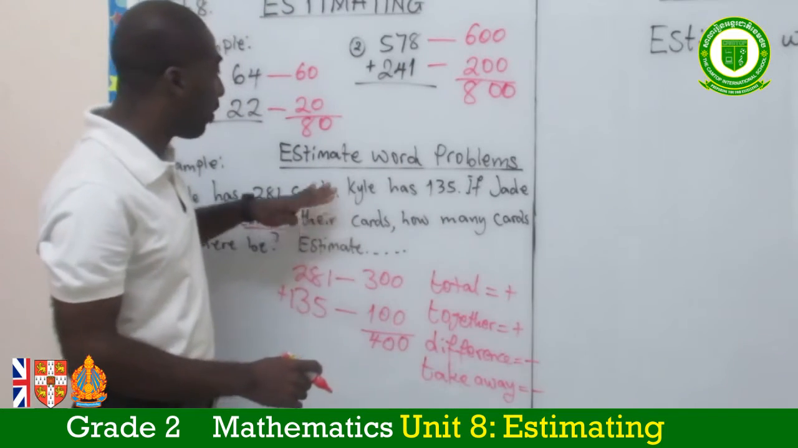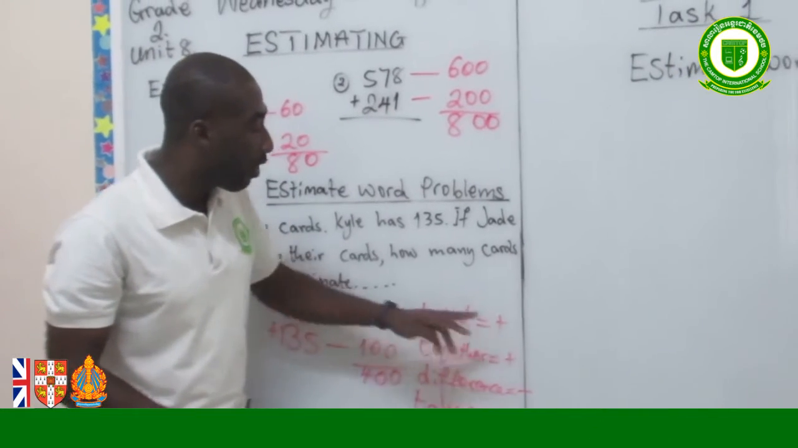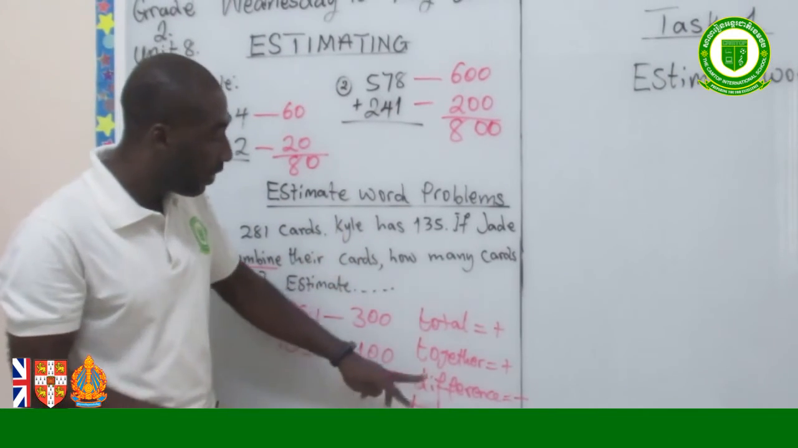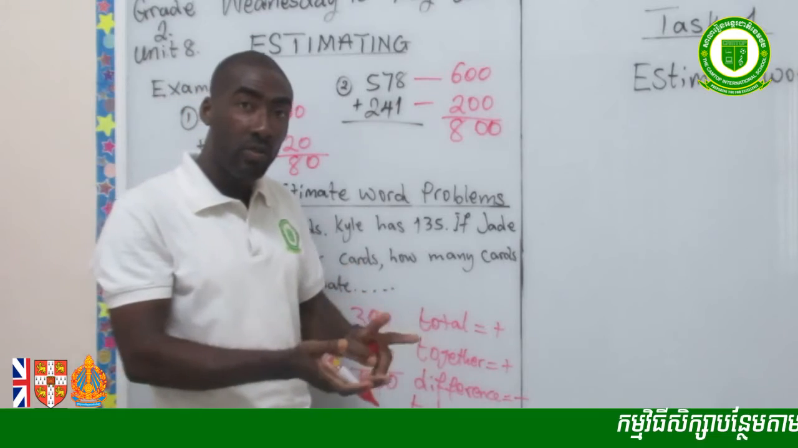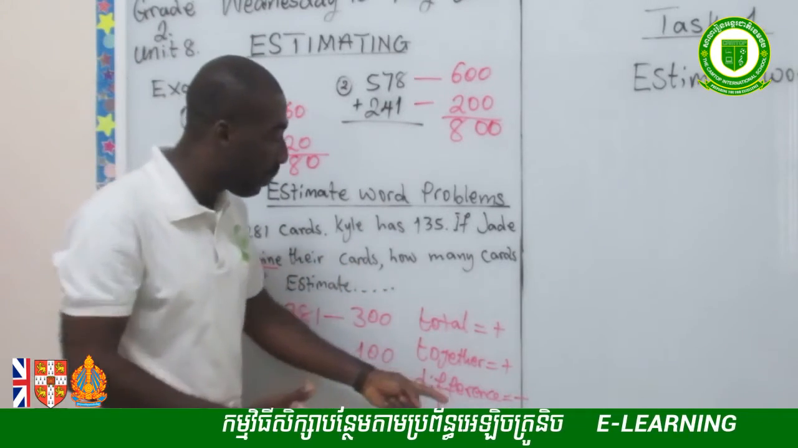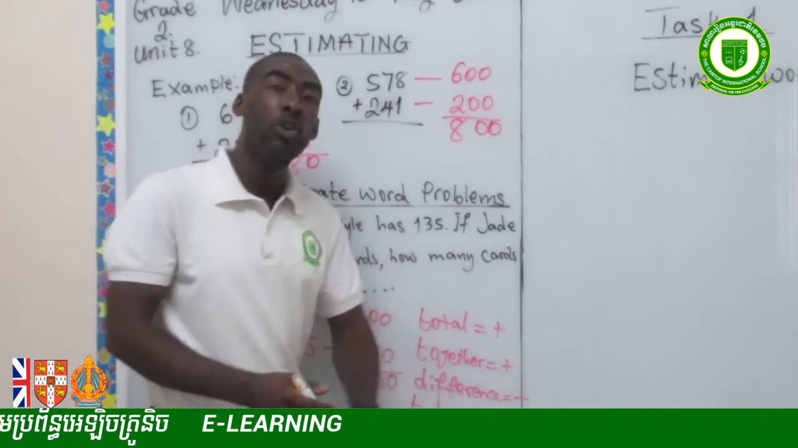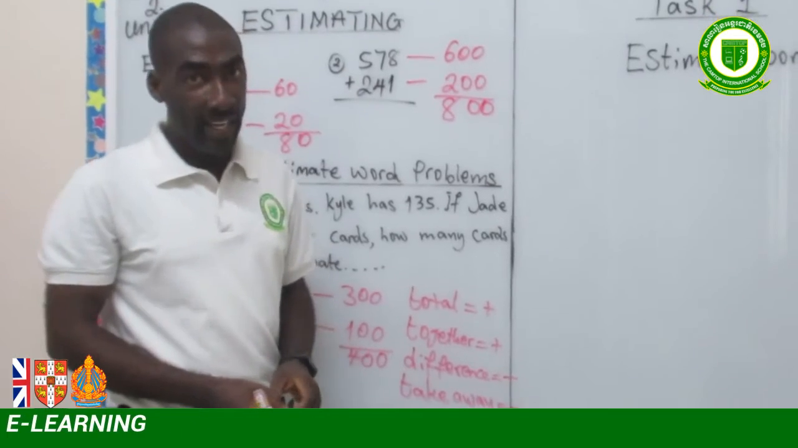So whenever you are doing a word problem with estimating, total means you are combining the two values that you have. Together means you are combining the two values that you have. If you see difference, what is the difference? It means you have to go for minus. If you see take away, you also have to go for minus.